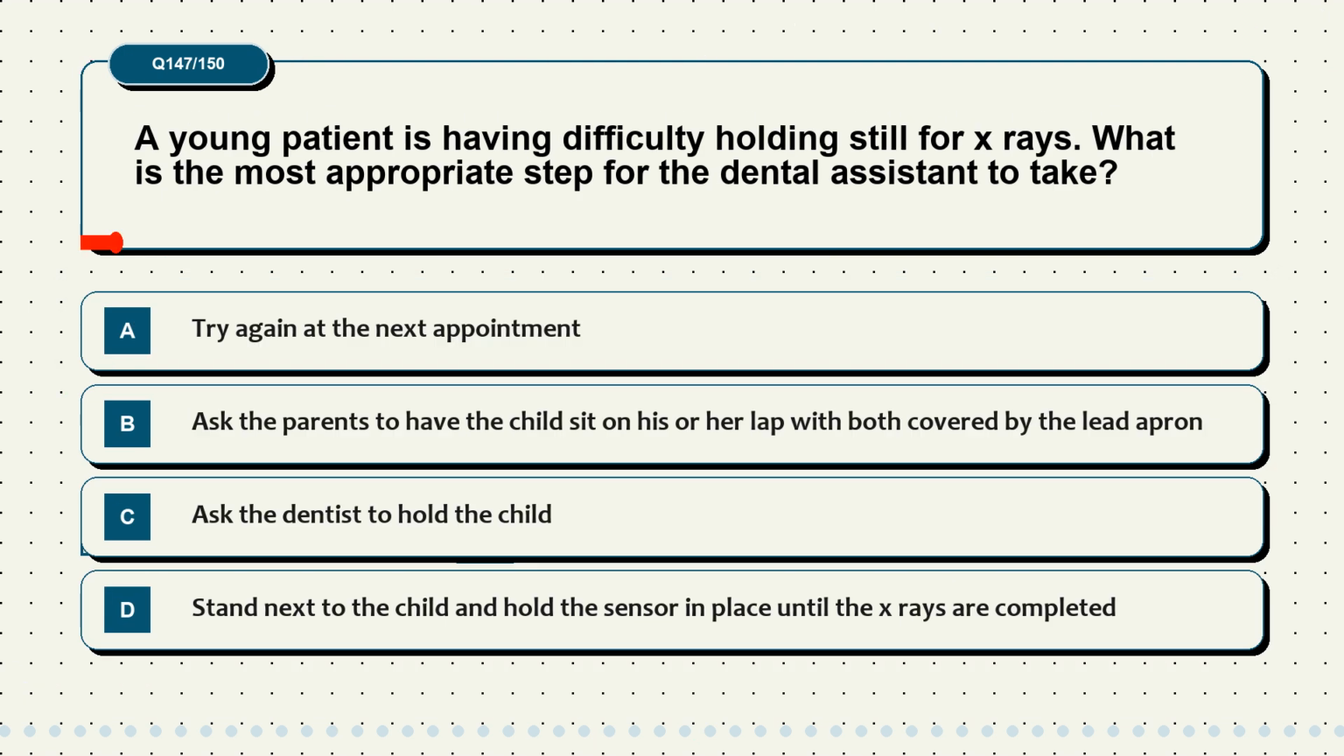Question 147. A young patient is having difficulty holding still for X-rays. What is the most appropriate step for the dental assistant to take? Here are the options. Option A. Try again at the next appointment. Option B. Ask the parents to have the child sit on his or her lap with both covered by the lead apron. Option C. Ask the dentist to hold the child. Option D. Stand next to the child and hold the sensor in place until the X-rays are completed.